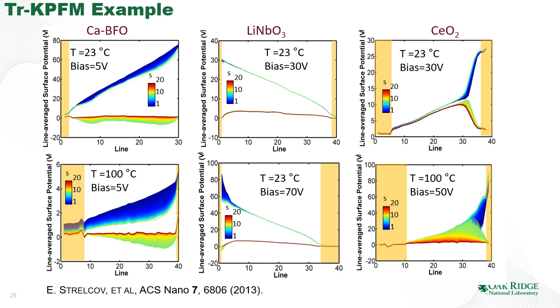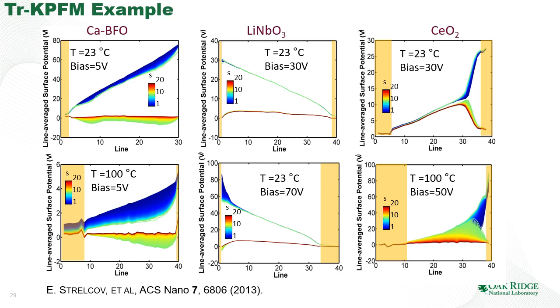So these are a few examples for several material systems. For calcium doped barium ferrite, for lithium niobate, for cerium oxide. And for bismuth ferrite, we do the measurements at different temperatures. So you can see that for low temperature, we have relatively weak relaxation. For high temperatures, we have an onset of ionic mobility and the relaxation becomes much stronger.